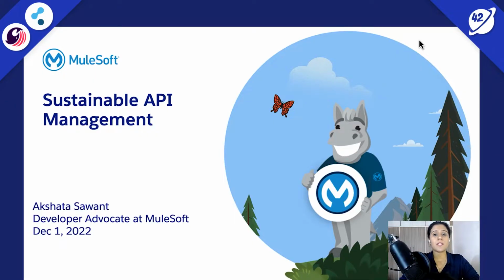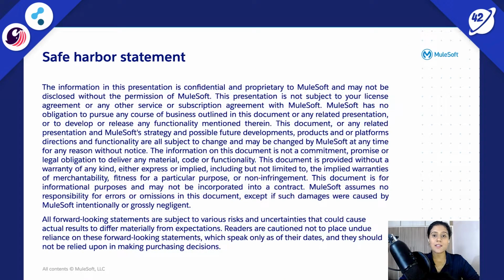Today in this session, we're mainly going to learn about sustainable API management. With that, our safe harbor statement states that you should make your purchasing decisions based on the products which are available today, not on the forward-looking ones.